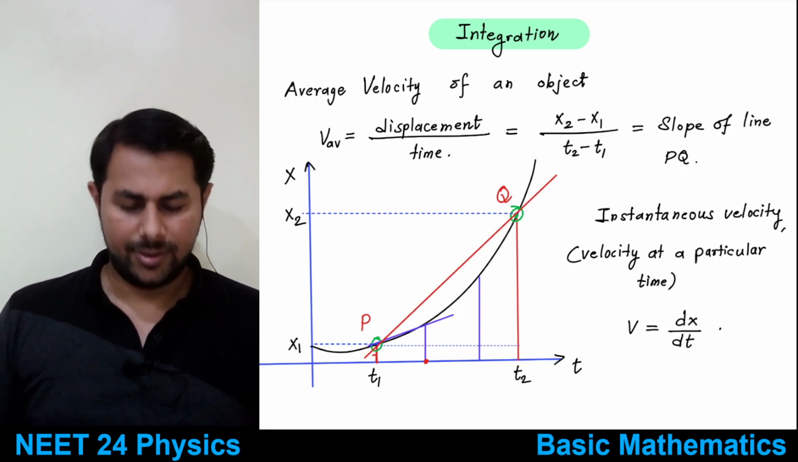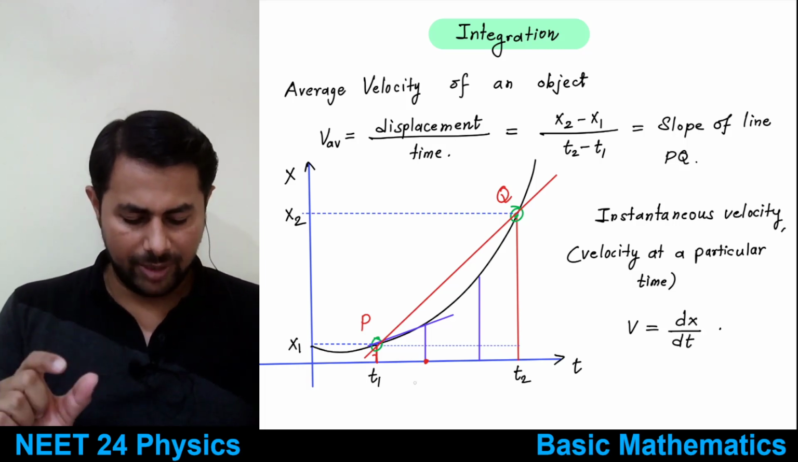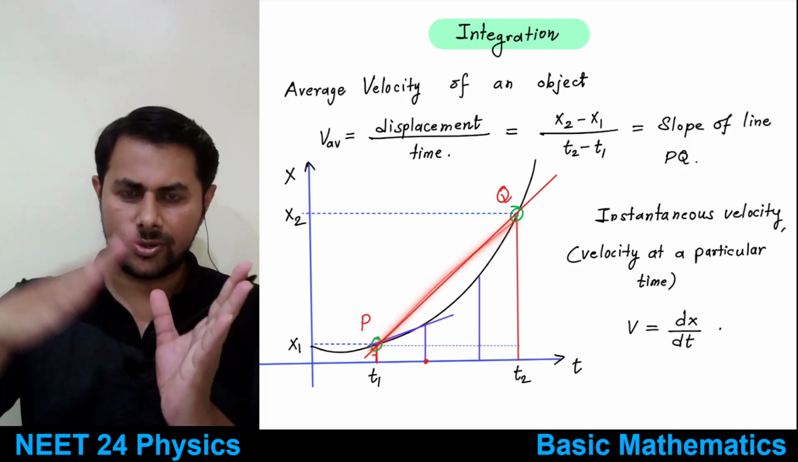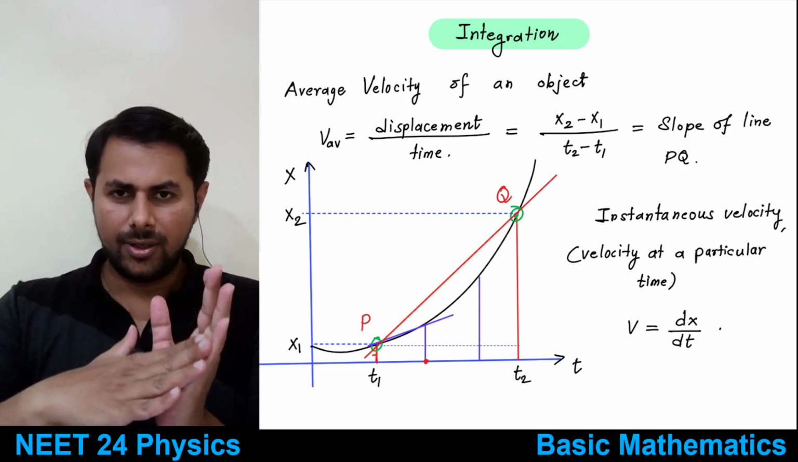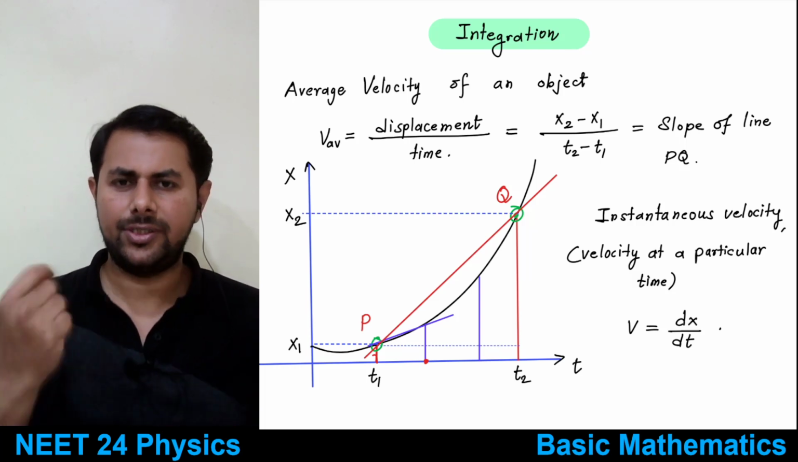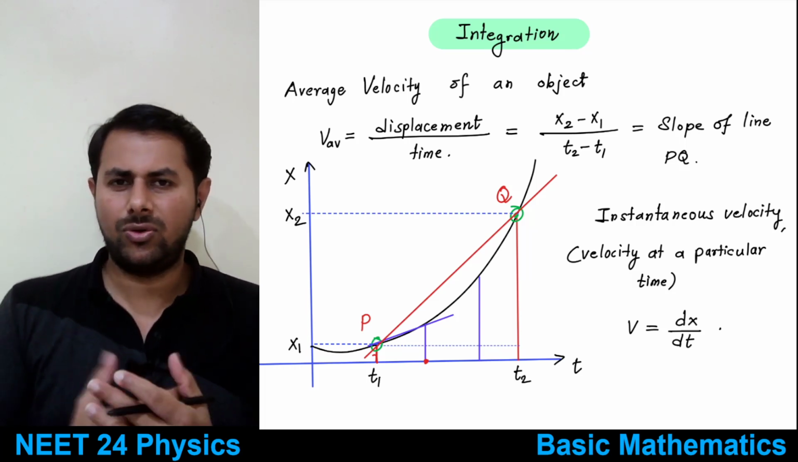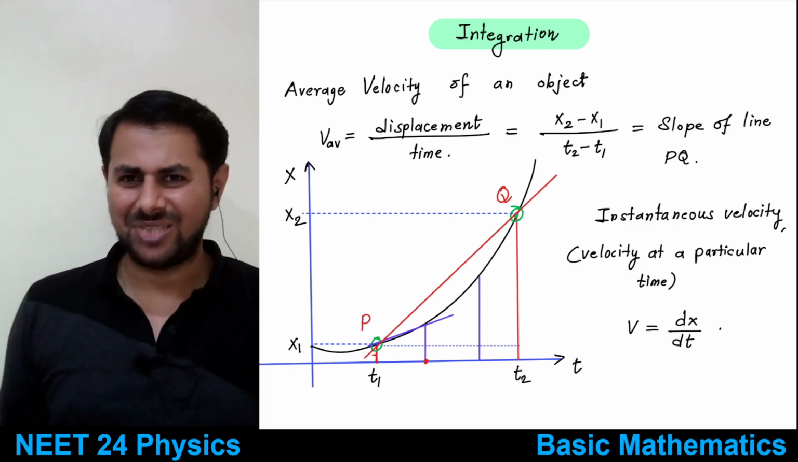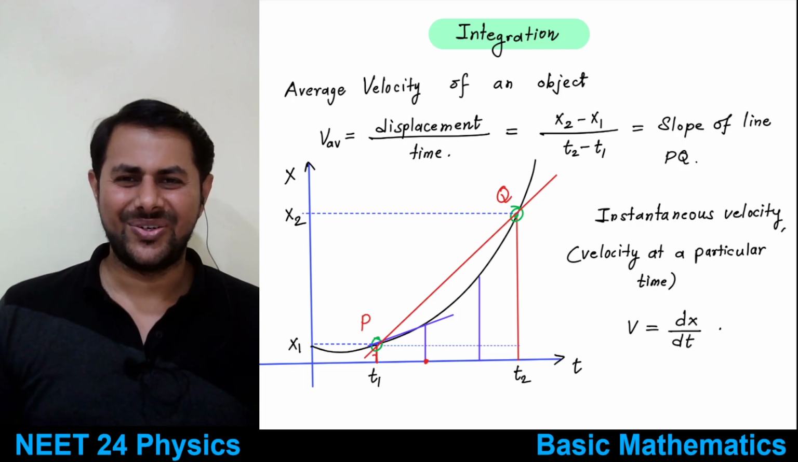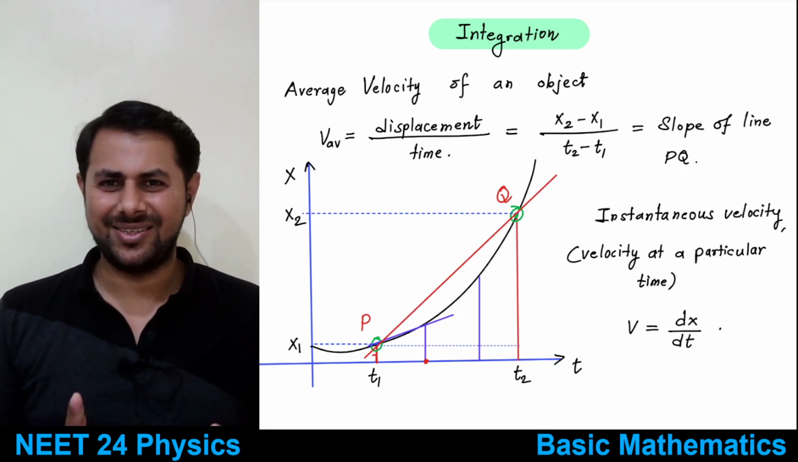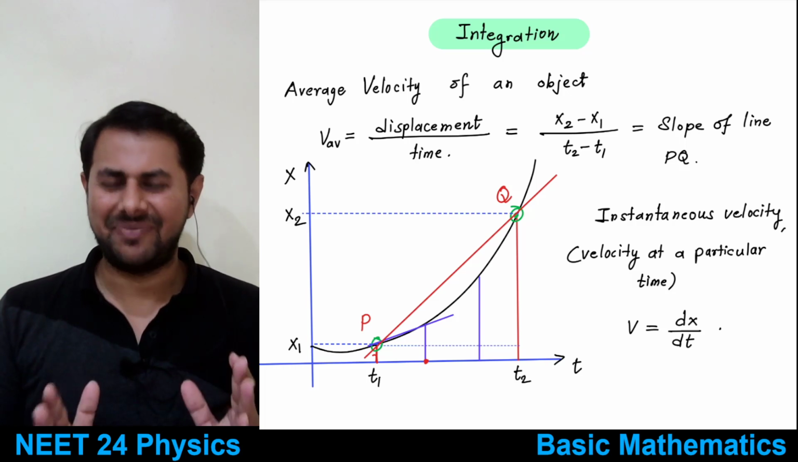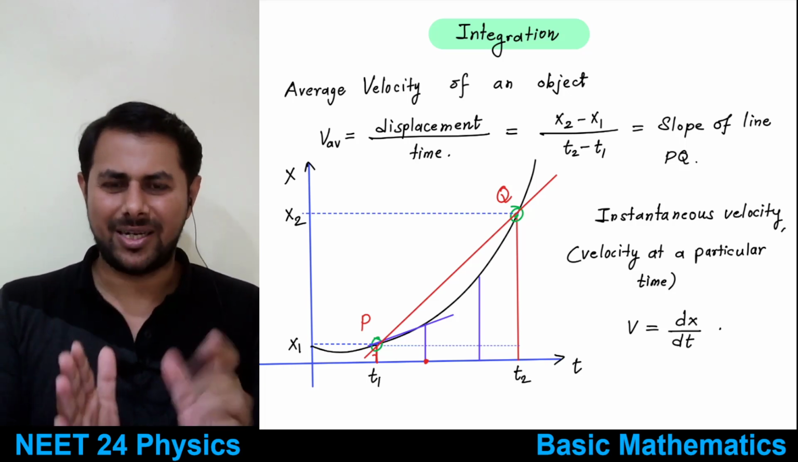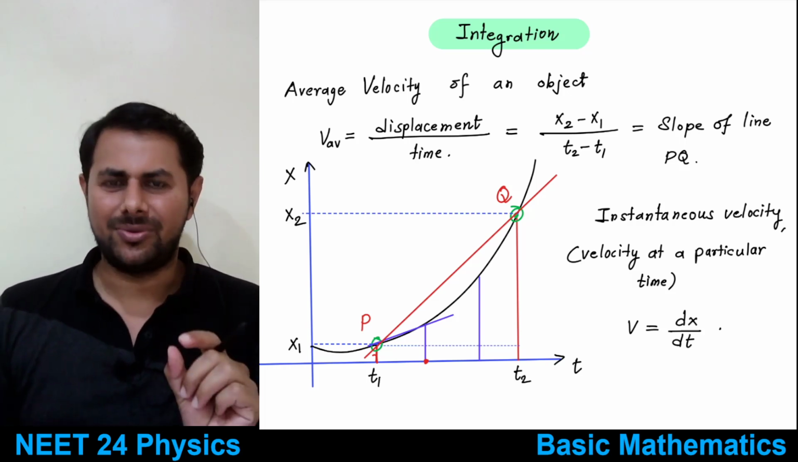Now if you take that time interval smaller and smaller, what will happen? That line will approach closer and closer to the curve. And if you want instantaneous velocity, it means there is no time lag: you ask for the velocity, you get the velocity. There is not even this much time lag, so the time interval is almost zero.